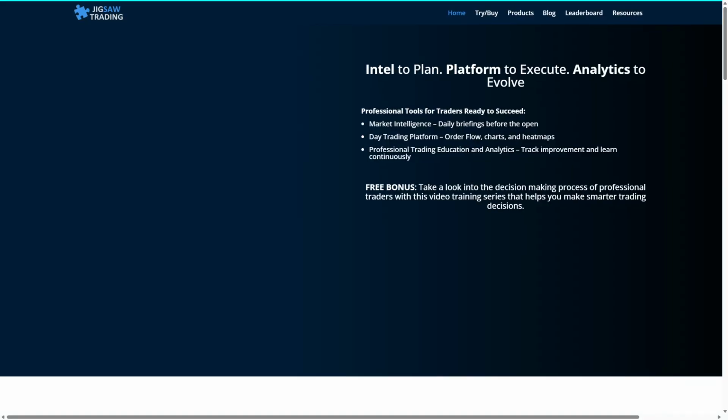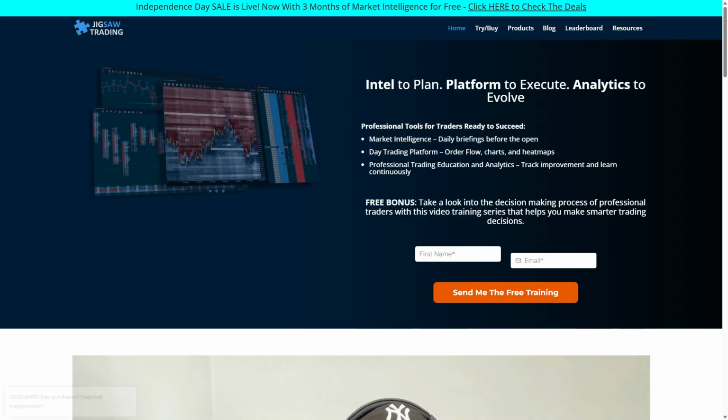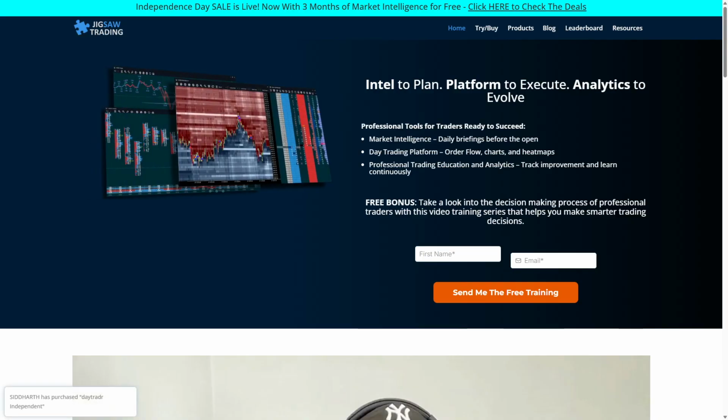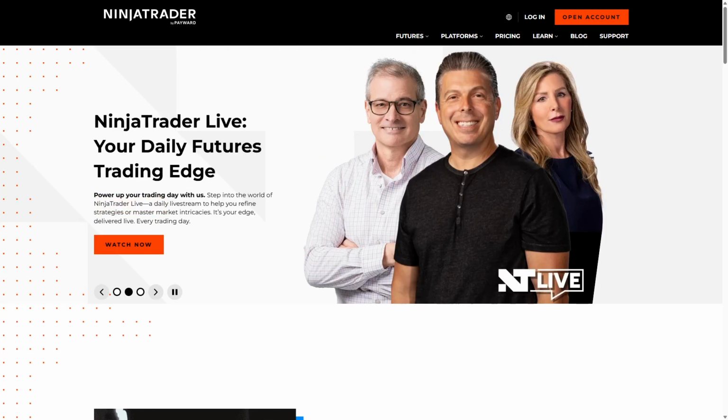Choose Jigsaw Trading if you focus on manual futures trading with detailed order flow and market depth analysis for precise decision making. Opt for NinjaTrader if you want a powerful, customizable platform that supports both manual and automated futures trading with advanced charting and strategy development. Both platforms excel in their areas, so match your trading style to their strengths for the best results.